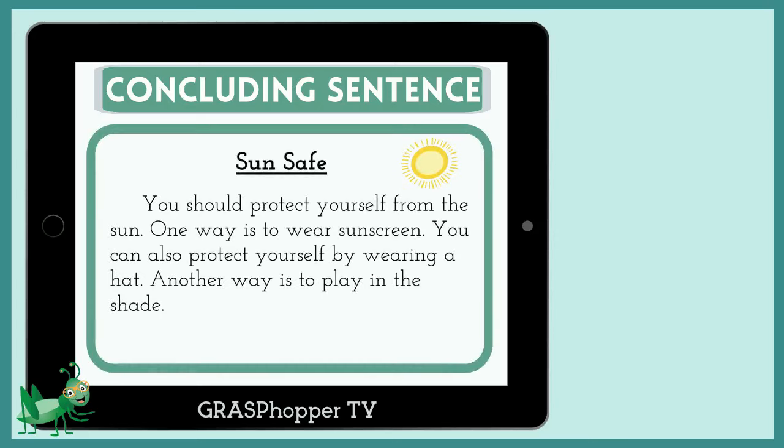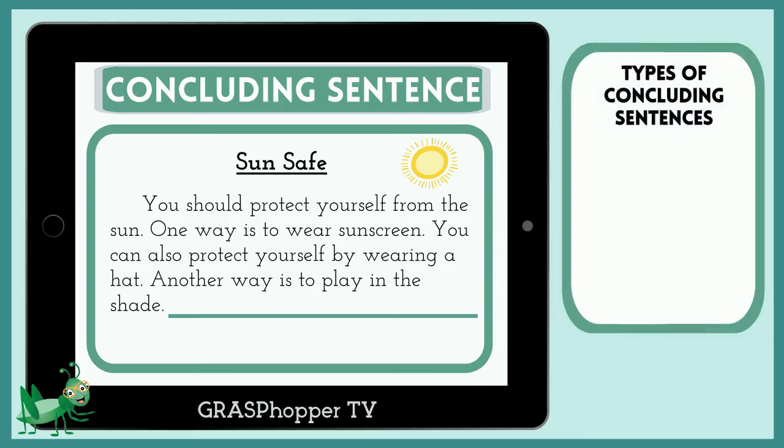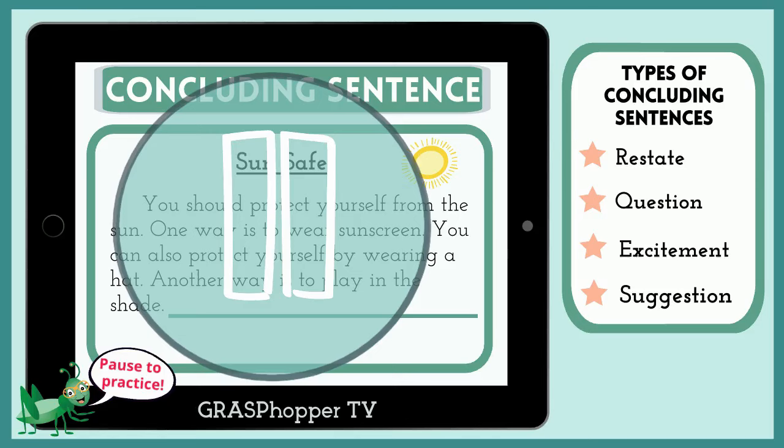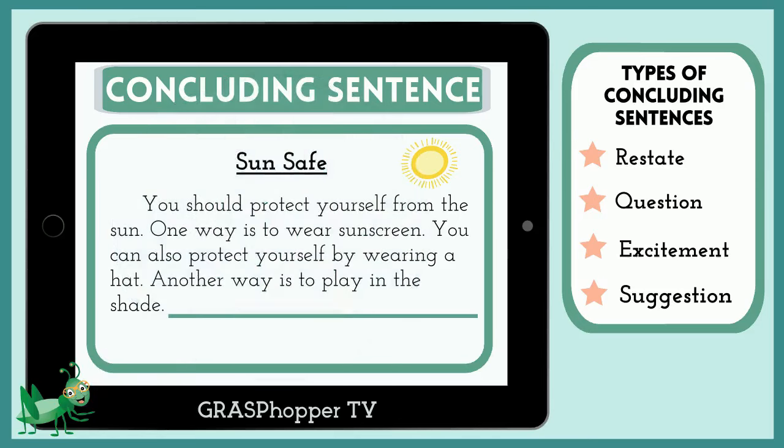Now it's your turn. Read the paragraph and use the topic sentence and supporting details to come up with a concluding sentence from the types on the list. You can restate, ask a question, use excitement, or make a suggestion. Don't forget to pause the video to practice. Let's check your work. Did you use one of the types of concluding sentences on the list? If yes, does it summarize the main idea of the paragraph? Awesome job! Here's an example of a question concluding sentence you can use. How do you protect yourself from the sun?